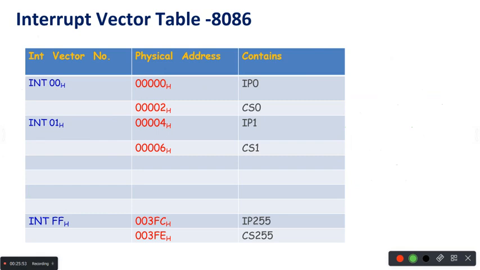The corresponding CS and IP for every vector number is also reserved, also fixed. For example, take interrupt 00. For interrupt 00, you will always have a physical address, right? For all the interrupts here, each has a corresponding interrupt service routine. It's required, right? Yes or no? Yes. All these interrupts have it.